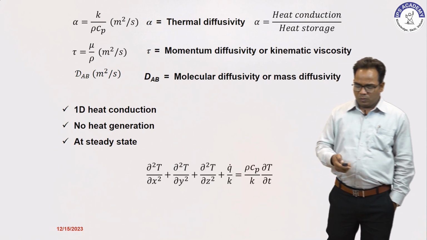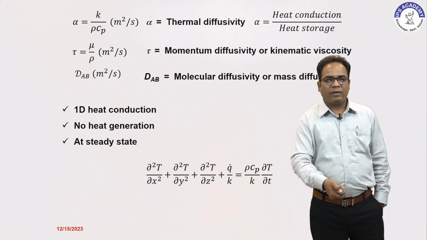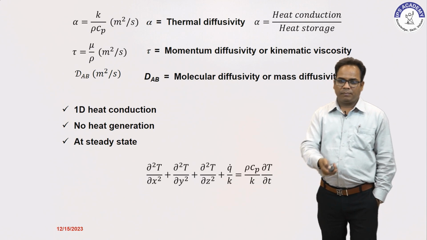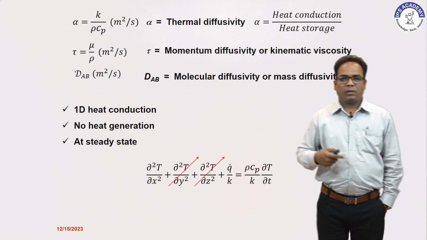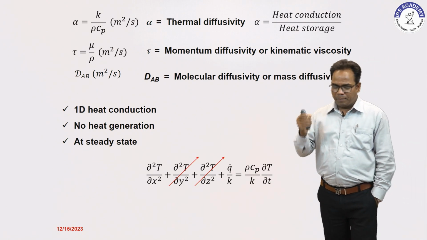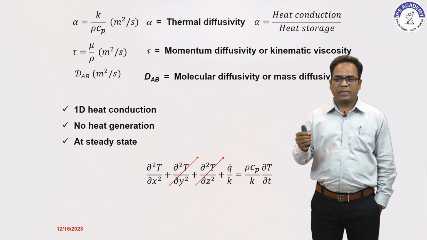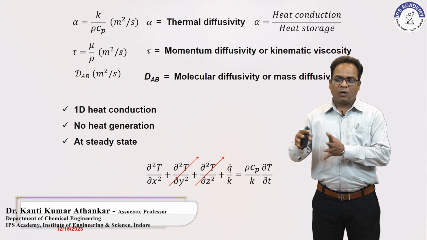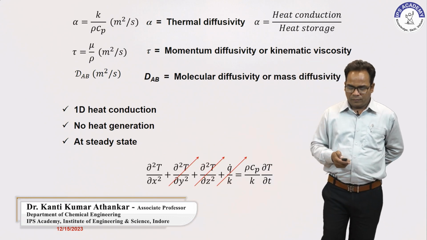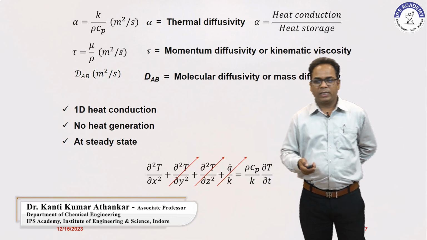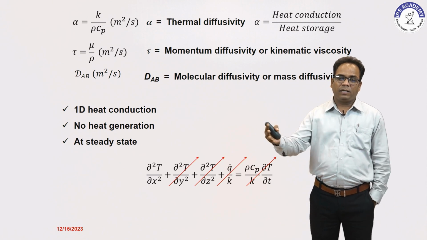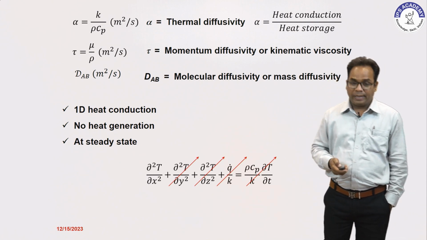Okay, if we apply all these three assumptions to the heat diffusion equation, because it is one dimensional heat flow, the temperature change in the y direction and in the z direction will cancel out. The heat generation will also cancel out, because there is no heat generation, and also for steady state, the right hand side term will also get rid of.